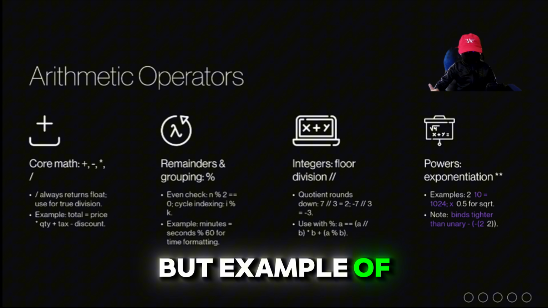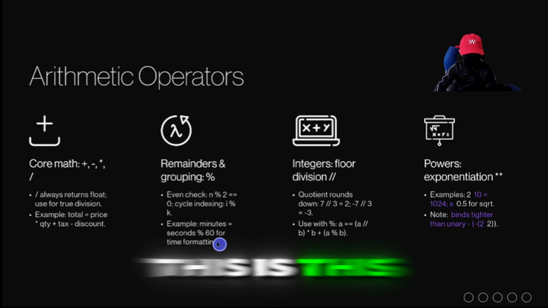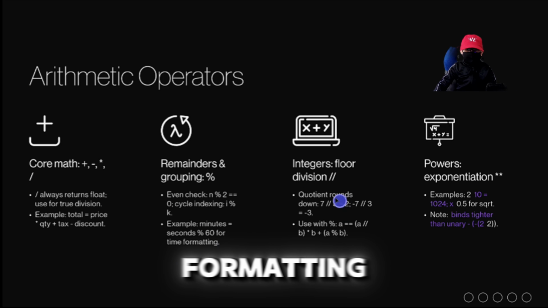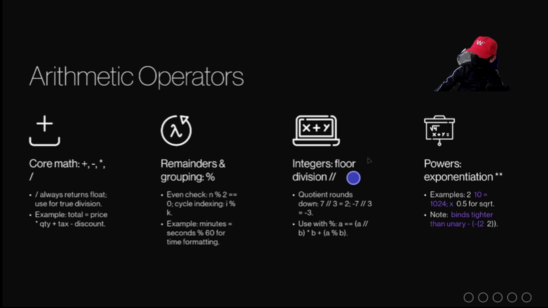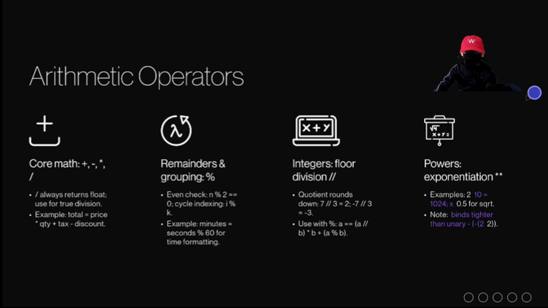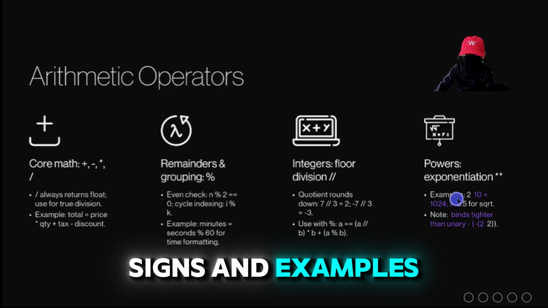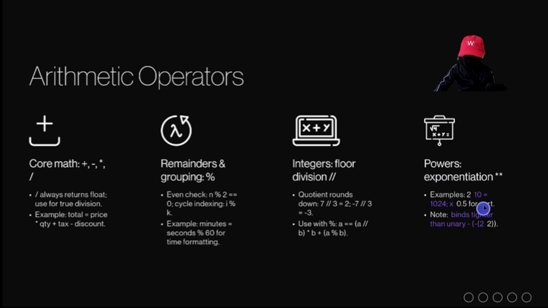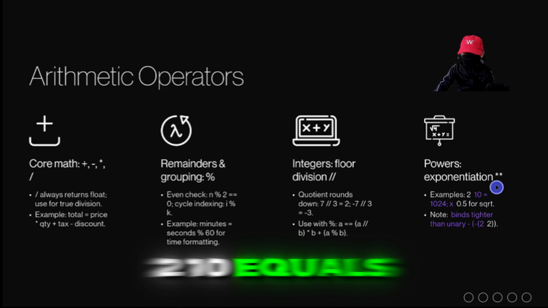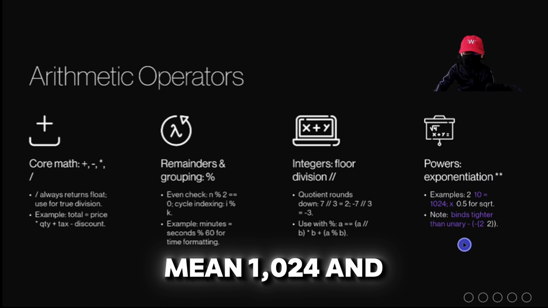Here is an example for time formatting. Integer floor division, that I talked about, has two divide signs. So the quotient rounds down to 7 for division by 3. And yeah, power, exponentiation, is two multiplication signs, and an example is 2 to the power of 10 equals 1024.